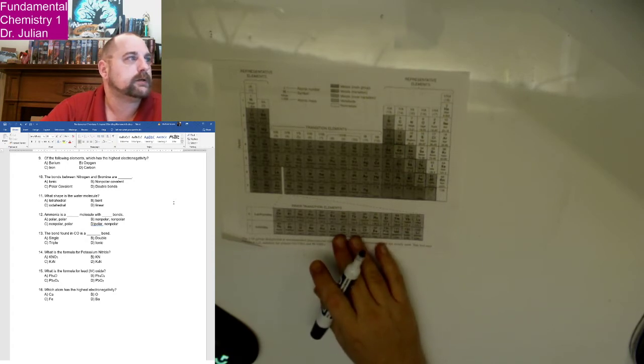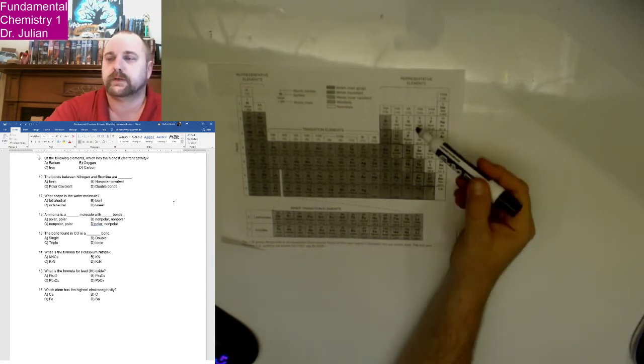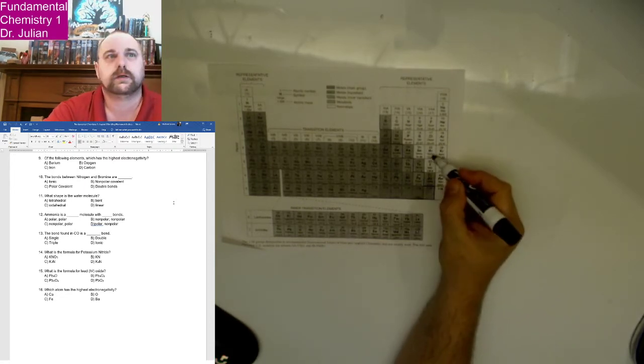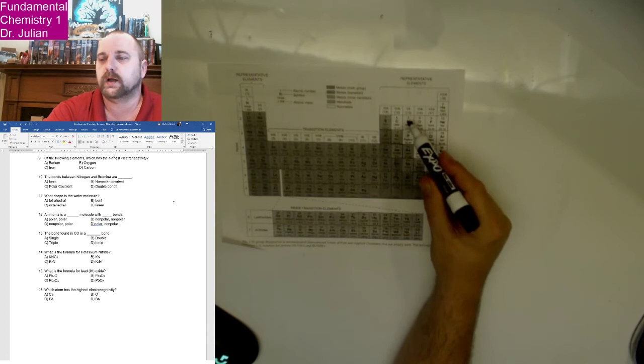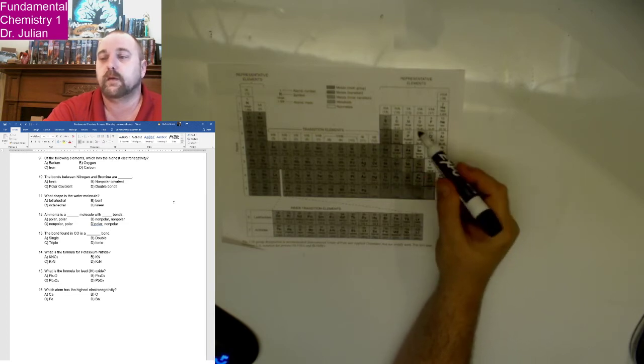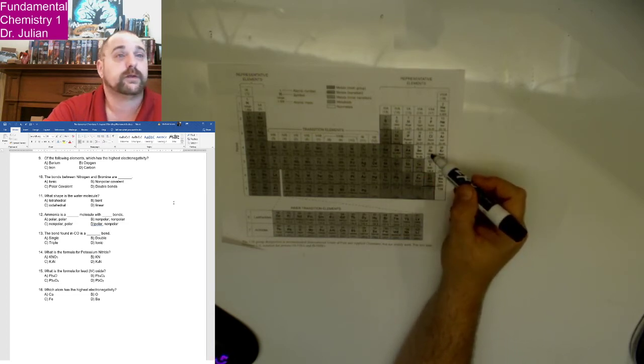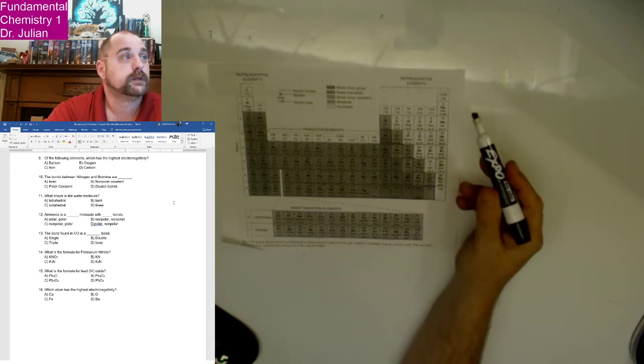And then the next one, nitrogen and bromine. Okay, so here's nitrogen, here's bromine. I'm not crossing the staircase, but they're not touching. All right, so it's going to be polar covalent.